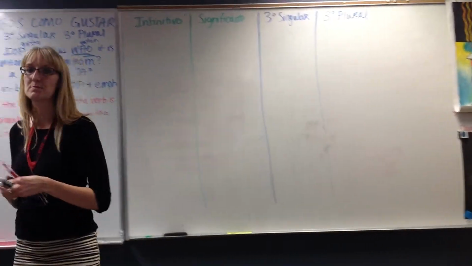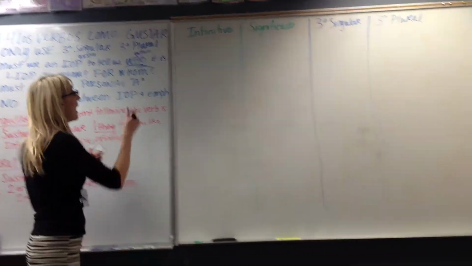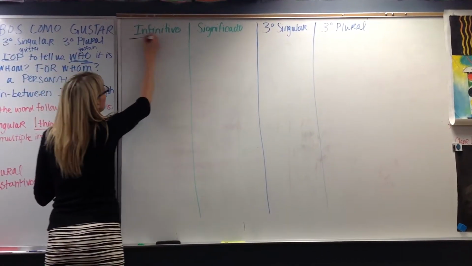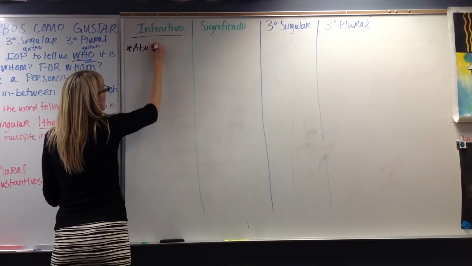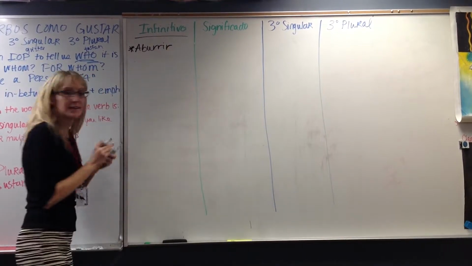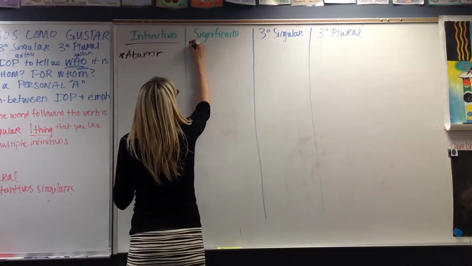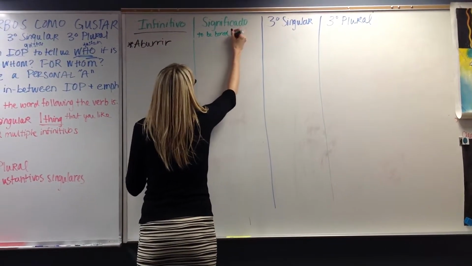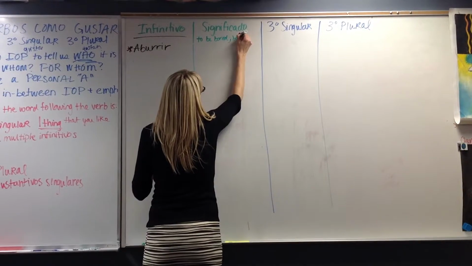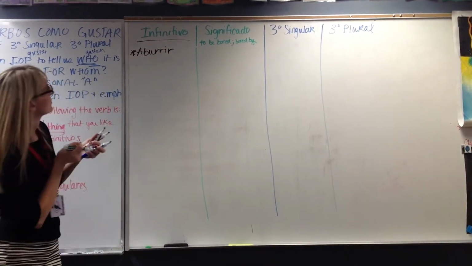¿Cómo se dice to be bored by something? Aburrir. So, first one is aburrir. And ¿qué significa aburrir? To be bored. To be bored by, right? To be bored. Or bored by.